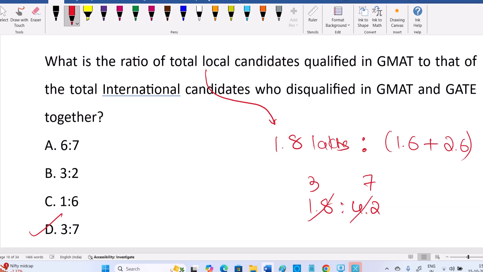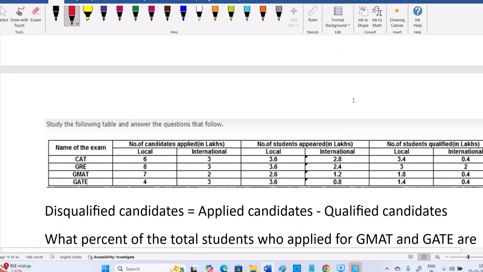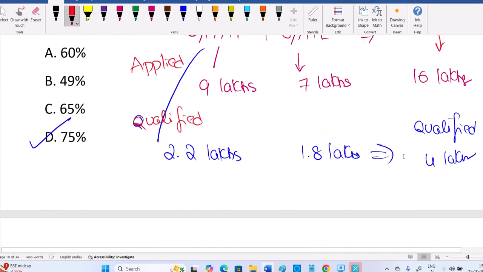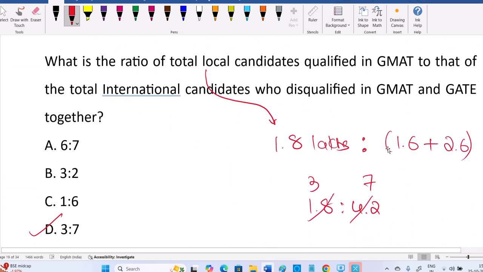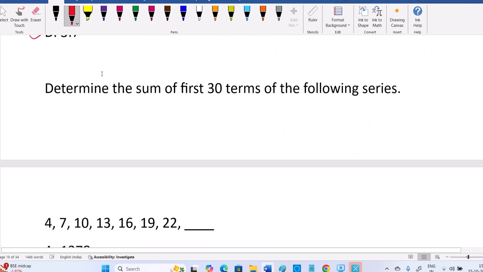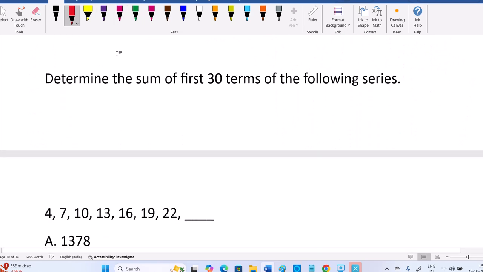GMAT and GATE. First, local candidates qualified in GMAT, with respect to total international, one moment, sorry. Local candidates only 1.8 in GMAT. Yes, 1.8 locally. So with respect to international candidates who were disqualified in GMAT and GATE together, it is a 3:7 ratio. They give the data, we just need to work on the data.